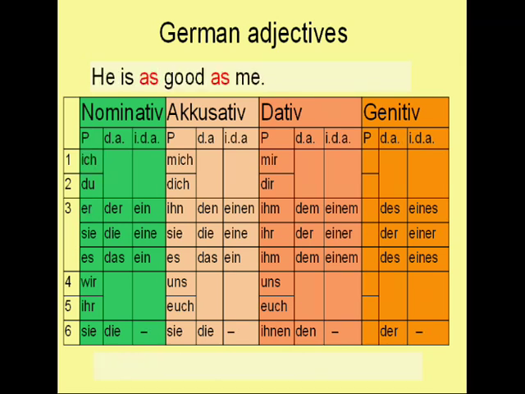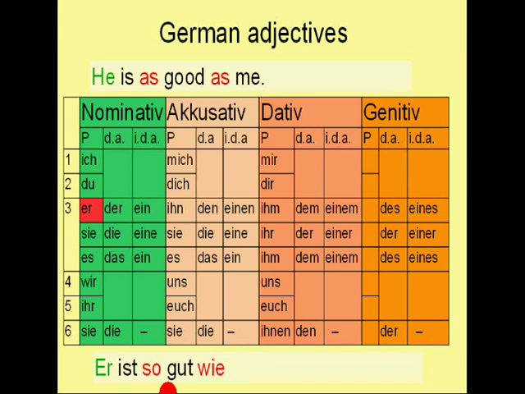The same principle applies to this sentence. He is as good as me. So how would you translate it? I guess you would again first of all search the subject of the sentence and translate the first part of the sentence. The subject of the sentence is he, so you would choose the personal pronoun in the nominative case, which is er. And so the sentence would start with er ist so gut wie.